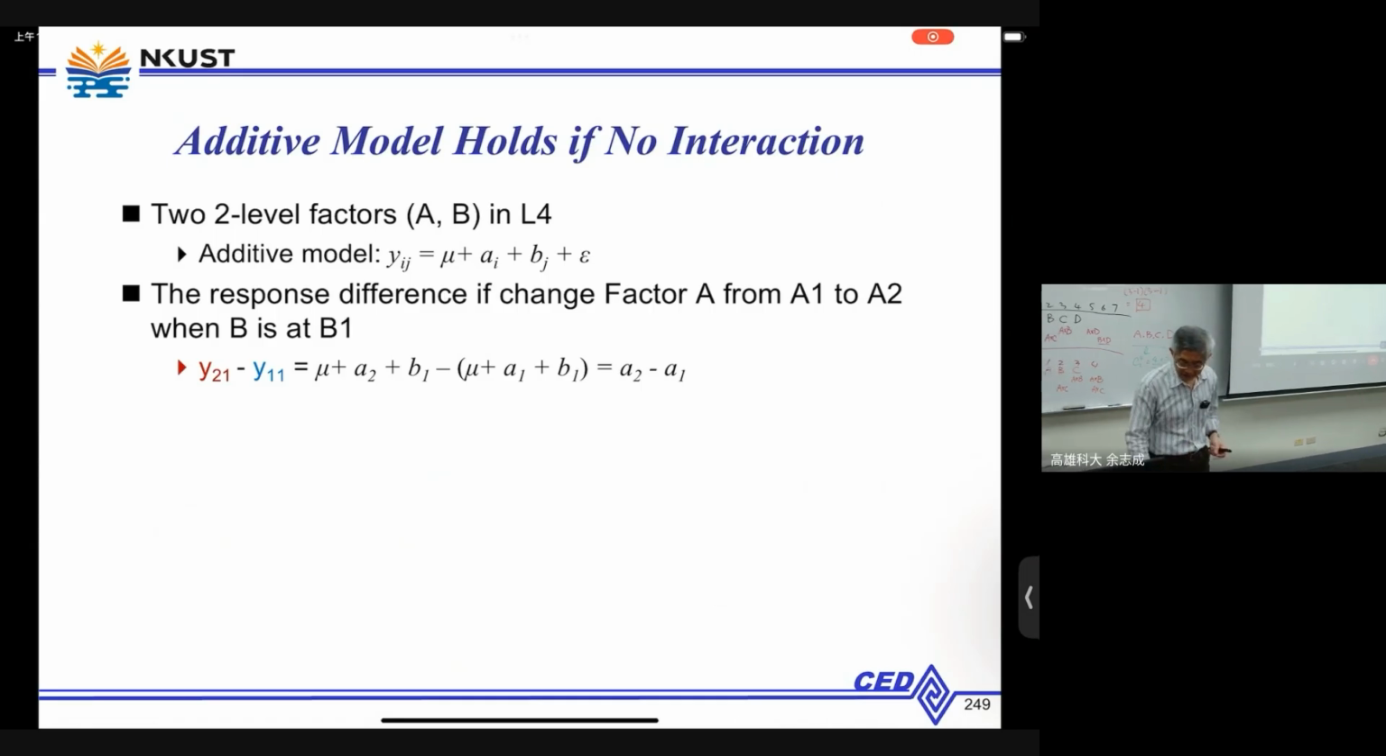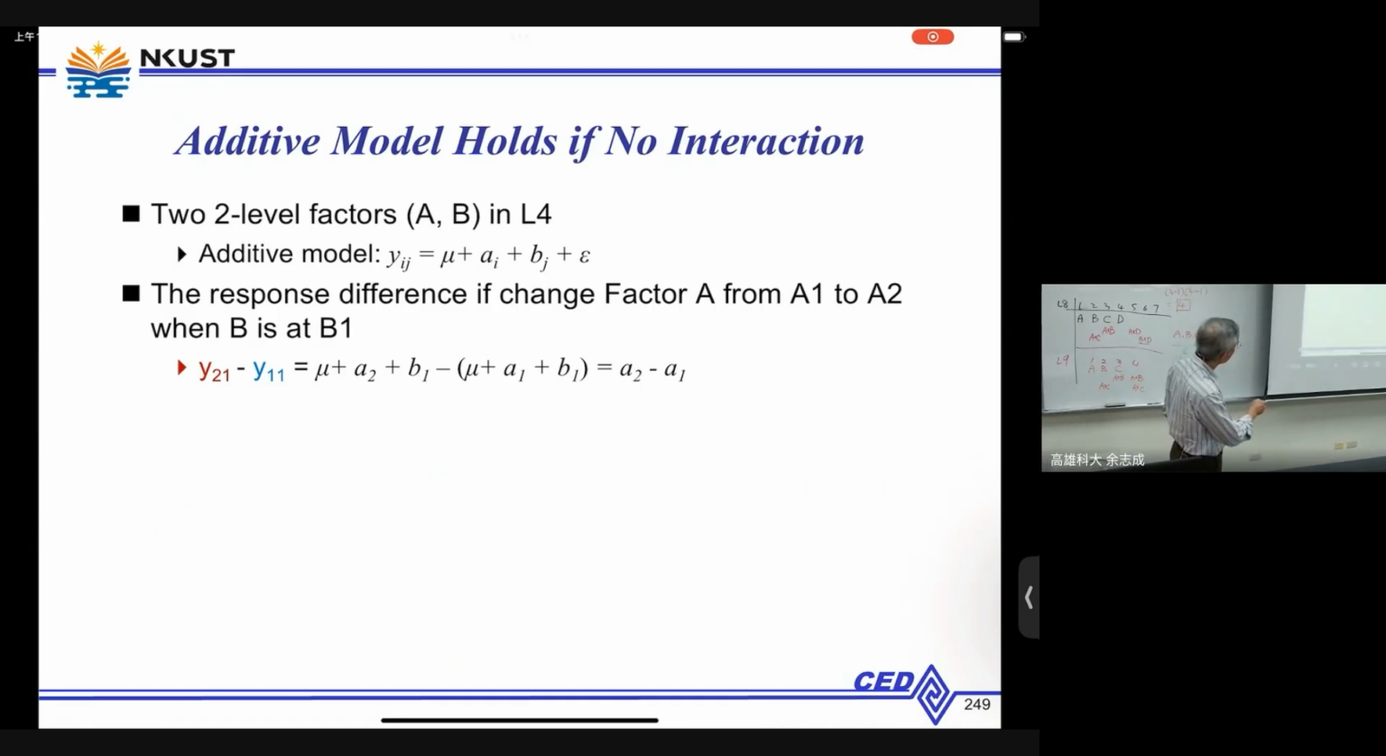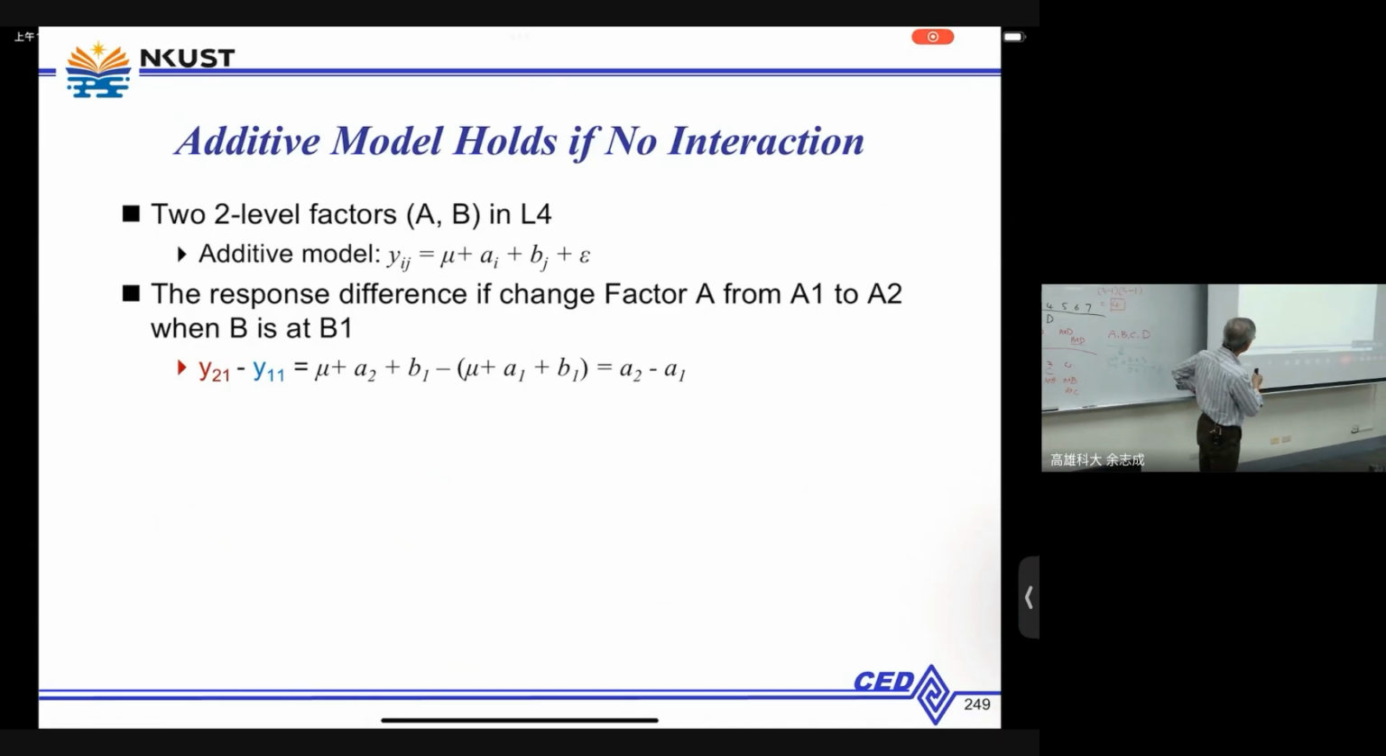We use Yij here to stand for the selection of level i of A and level j of B. So A level 2, B level 1. So we can substitute that into the additive model. Y21 can be estimated using this equation. Again, Y11 can be estimated using this equation. When we clean it up, we find out using that additive model, the difference will be A2 minus A1. Okay, the B terms are canceled out.